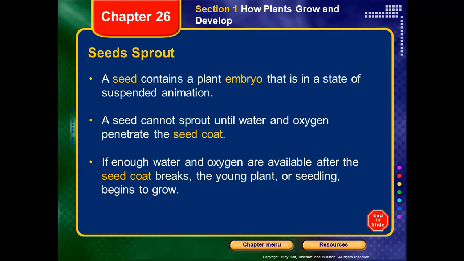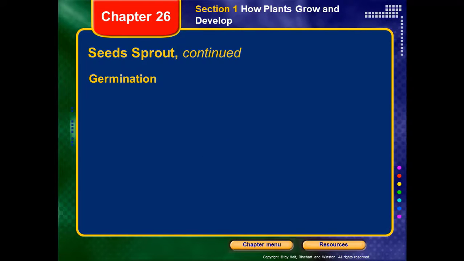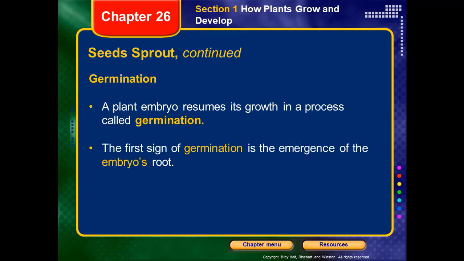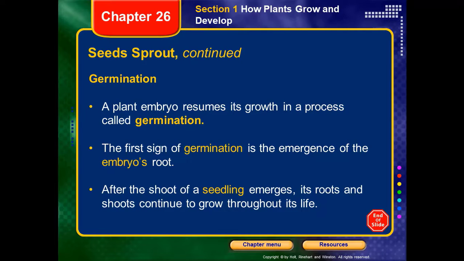A seed cannot sprout until water and oxygen penetrate the seed coat. If enough water and oxygen are available after the seed coat breaks, a young plant, or seedling, begins to grow. Germination is a process in which a plant embryo resumes its growth. The first sign of germination is the emergence of the embryo's root. After the shoot of the seedling emerges, its roots and shoots continue to grow throughout its life.